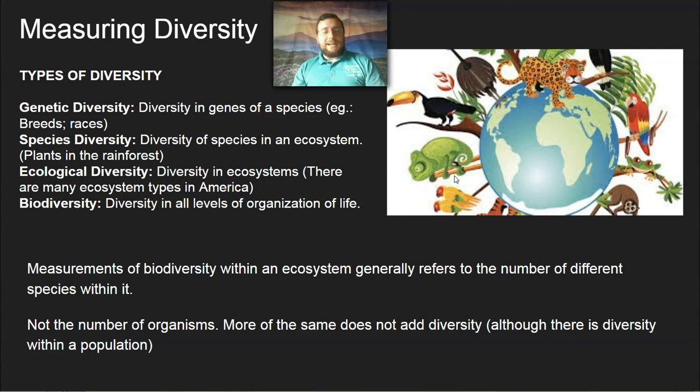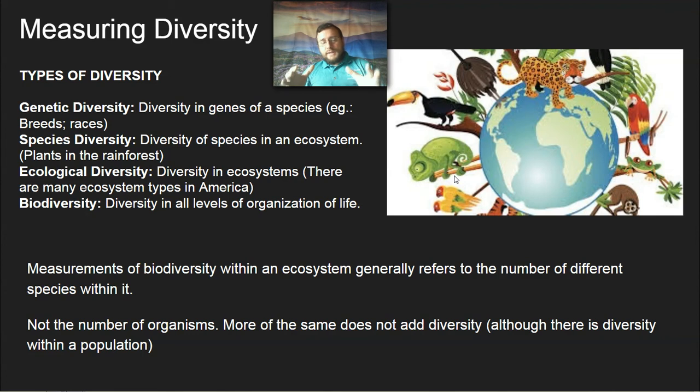So the diversity in types and distribution of life is going to be called species diversity. That helps ecosystems. And then you have ecological diversity, which is the diversity among ecosystems. Like there are many ecosystems in the world or many ecosystems in America. But in general, diversity means a variety of life in all levels of its organization.